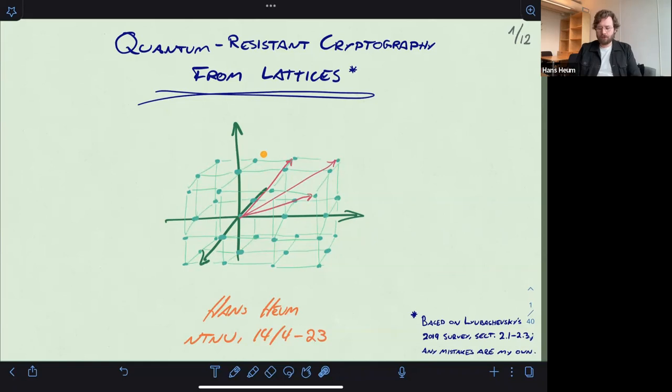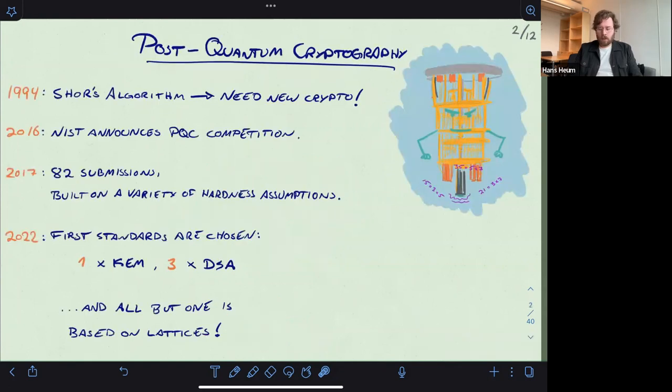So without further ado, I have drawn a three-dimensional lattice here. Oh, wait, something is not working. Okay, my pointer is not working, but that's fine. So I have drawn a three-dimensional lattice with some arrows, and I'll talk about what these mean in a minute. But first, I will do a quick recap of post-quantum cryptography.